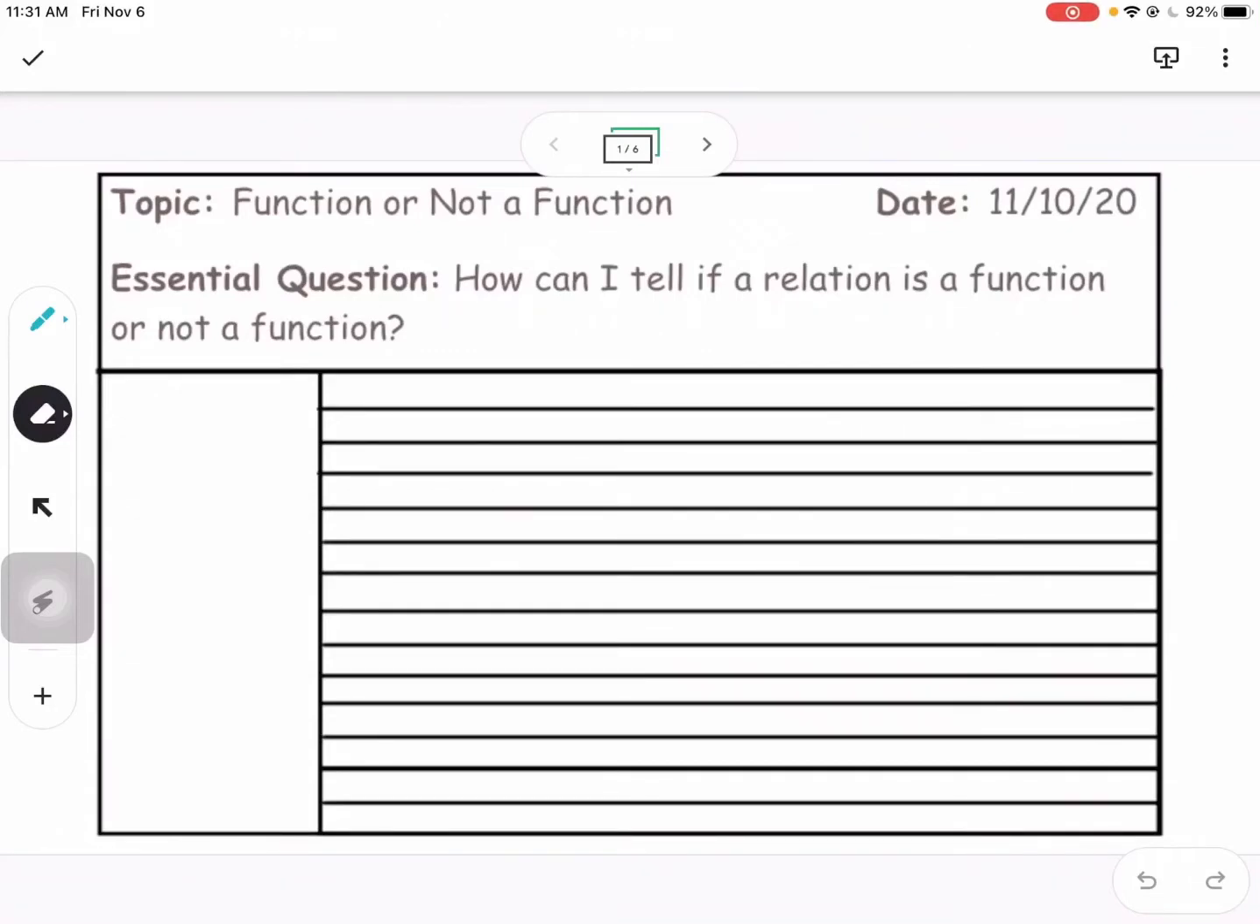Everybody, this is a video on how to tell if a relation is a function or not a function. Please take out a notebook and write down this topic, essential question, and the date. As we go through the slides, please pause the video on each slide and copy it into your notebook before I say the notes.